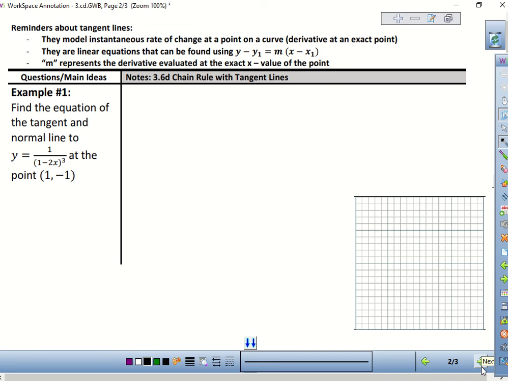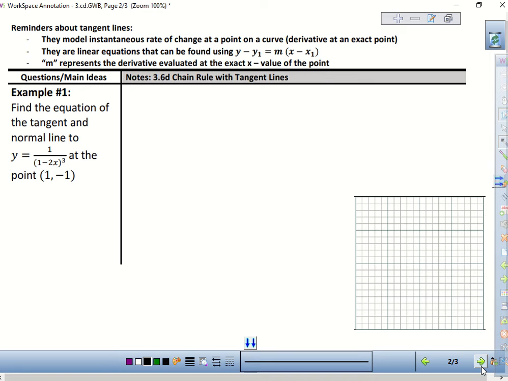So reminders about tangent lines: they model instantaneous rate of change at a point on the curve. They are linear equations, and they can be found using the point-slope formula. That formula right there, you will need to know that for the test. I will not provide it for you, so make sure you know it by memory. And m represents the derivative evaluated at the exact x value. So you always got to start by taking the derivative, and then depending on what type of question I'm asking you, we go from there.